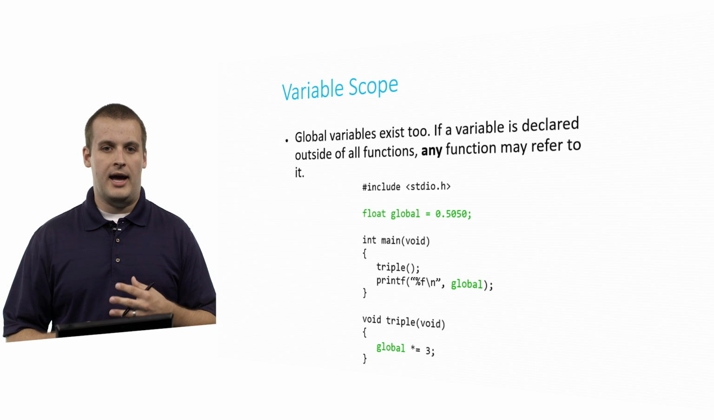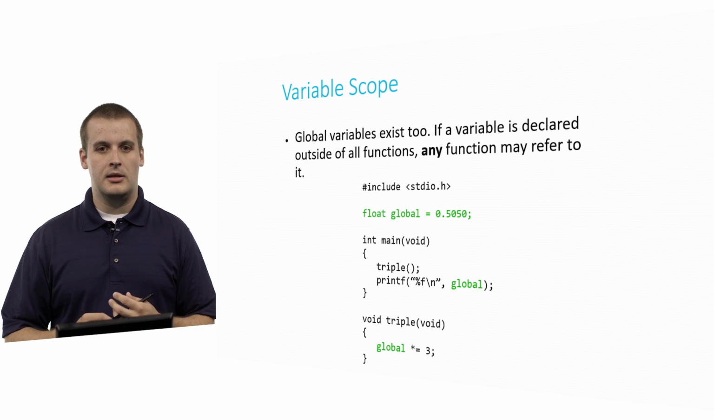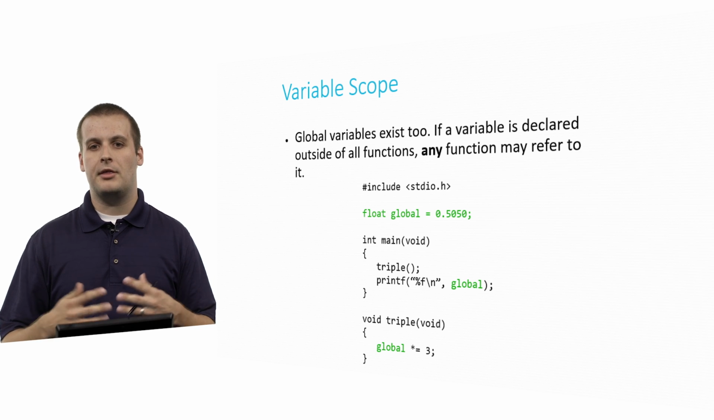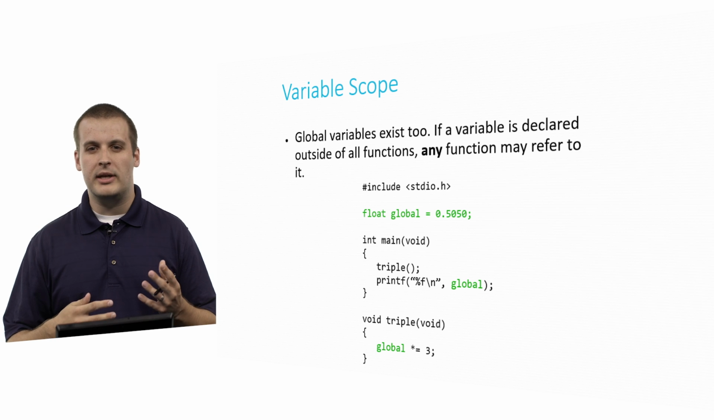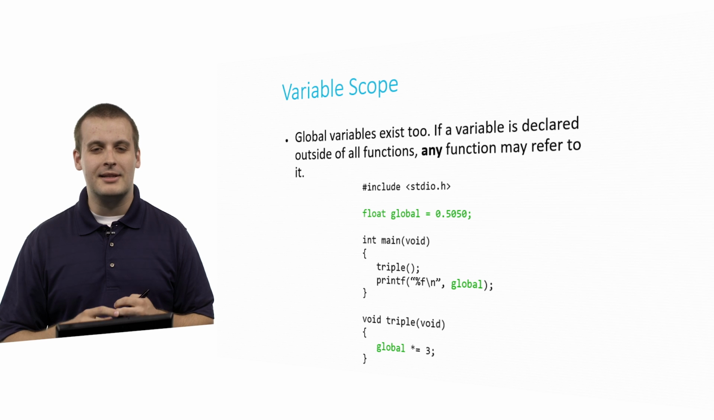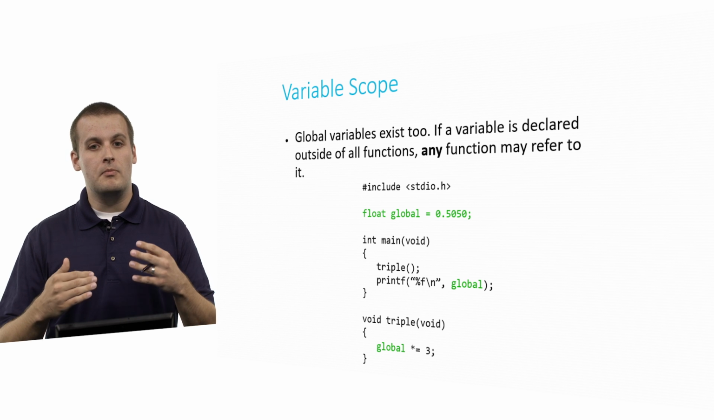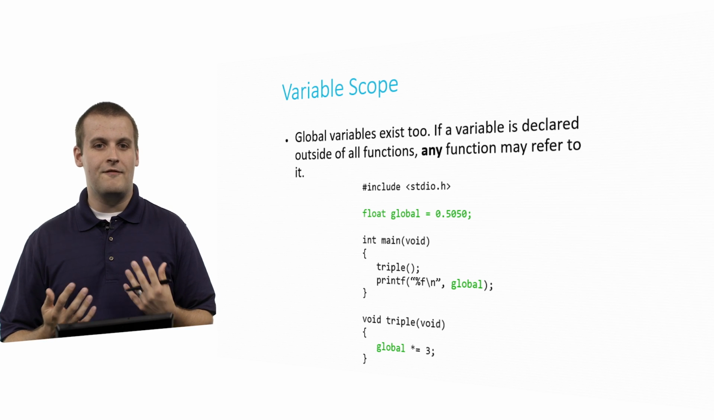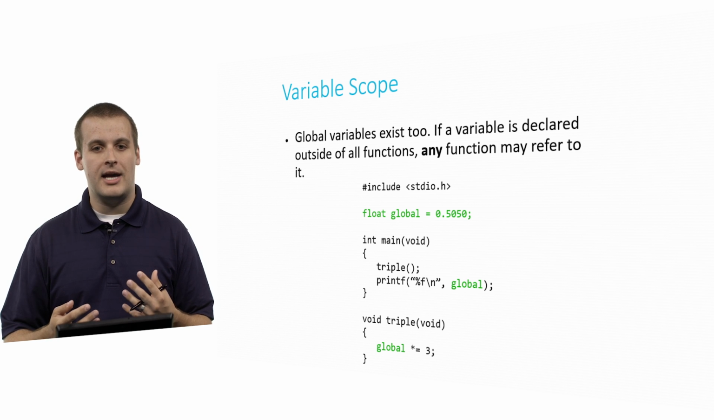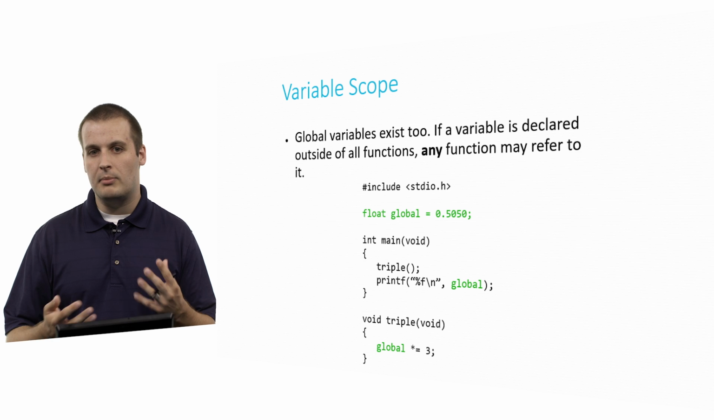If I go through the program as indicated, main first calls triple, and triple multiplies global by 3, which sets its value to 1.5 something, 1.51 or something like that. And then main also prints out the value of global. So main will not print out 0.5050, it will print out global times 3, 1.51.